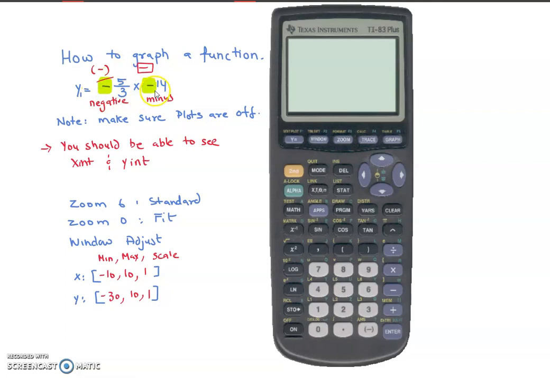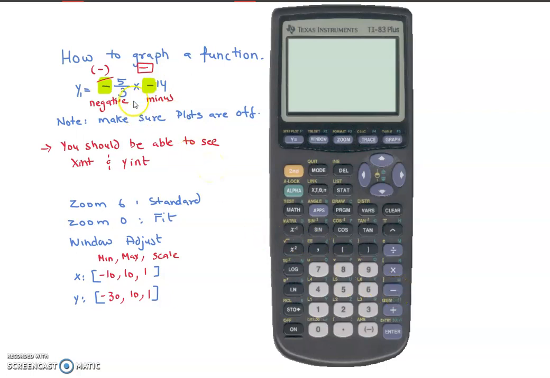So even before I enter that, what you need to know is that when there's a sign in front, just like you would say it, you would say it's negative 5 over 3x. So when it's a negative, you use this button right here. And then you would say minus 14, so you would use this key here. The negative one is only when you have it in the leading part of it. When it's in between two terms, it's a minus, so you have to use this button right here.